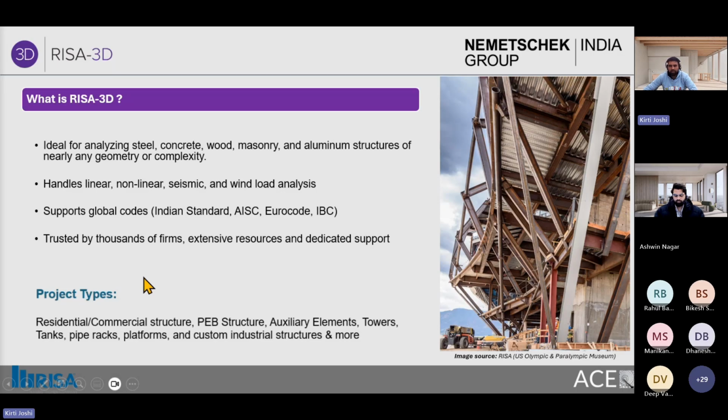flexibility and accuracy, it supports various project types, such as you can see on the slide, like residential or commercial buildings. Maybe you are working on an industrial structure or stadium roofs or the PEB kind of structure, or maybe pipe racks, platforms, steel towers, tanks. I mean almost all kinds of structures like we see daily in the US outsourcing works.